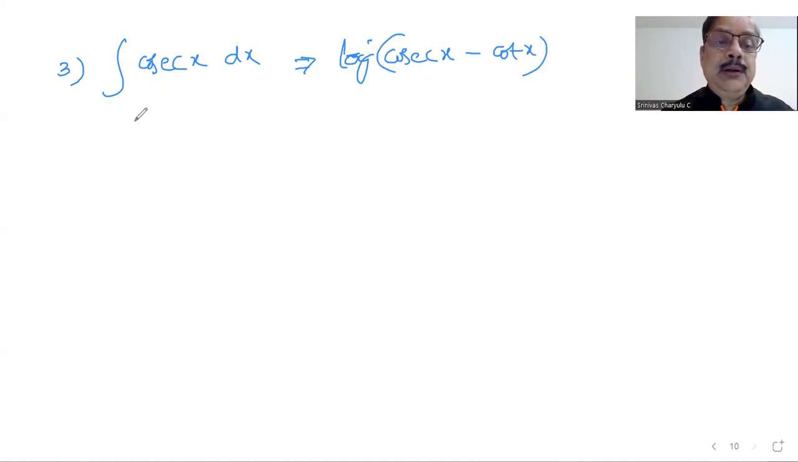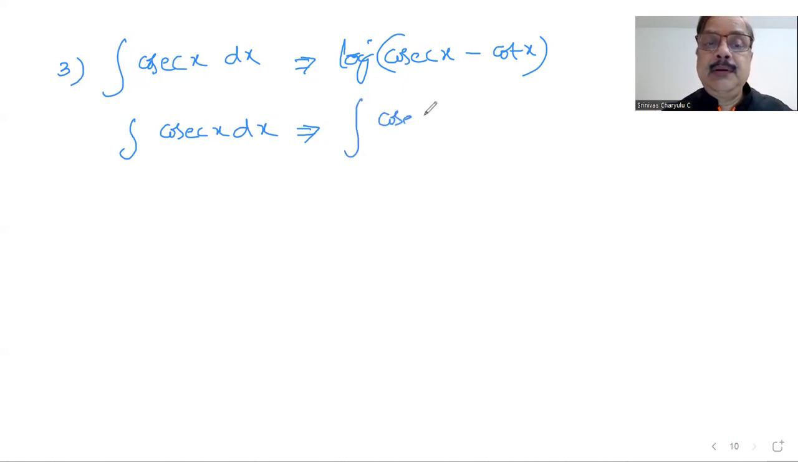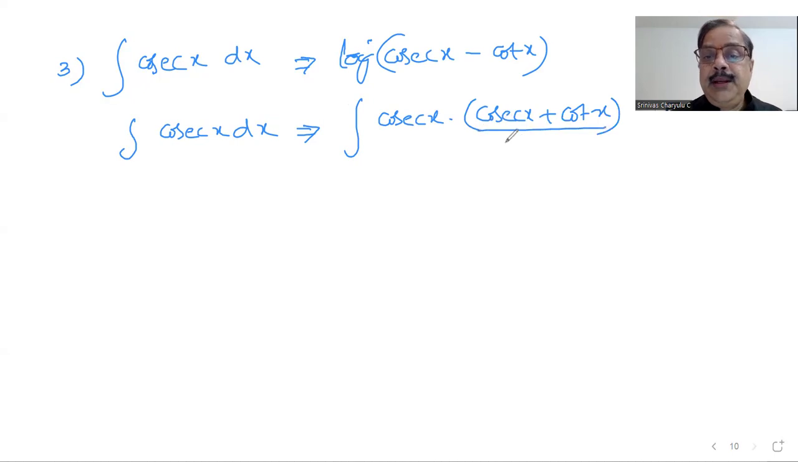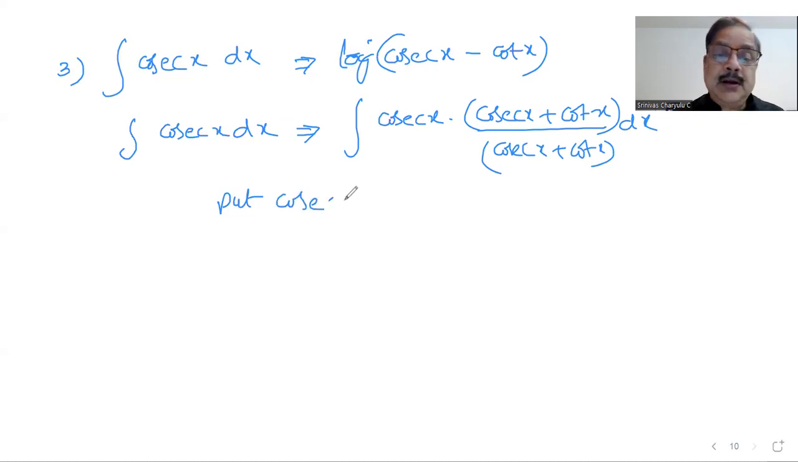So how do we prove? Integral cosecant x dx. This is a special technique. You multiply and divide by cosecant x plus cot x. This, you have to remember. Multiply and divide like this. Right? Now put cosecant x plus cot x is equal to t. Put cosecant x plus cot x is equal to t.